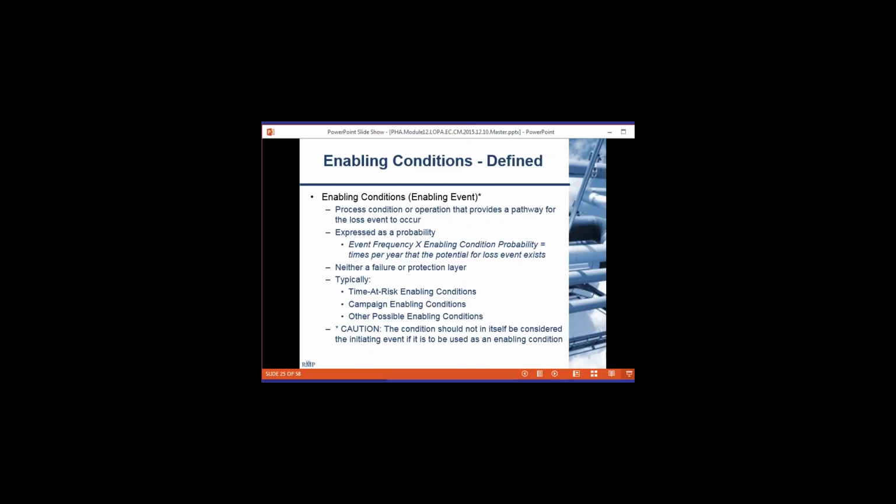But I want to point out here that these enabling conditions are neither a failure nor a protection layer. There are three typical types of enabling conditions we look at: time at risk, campaign, and then of course we have the catch-all other that is based on team discretion. One caution I want to point out, and I will once again go into this a little more in subsequent slides, the condition should not in itself be considered the initiating event if you're going to use it as an enabling condition. And once again, I'm kind of leaving that open. I will cover that more in depth later.